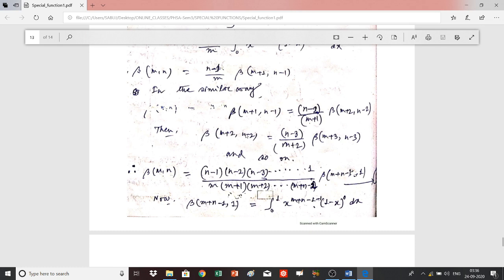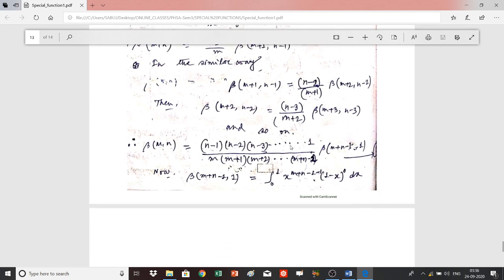n is increased by 1, so n minus 2 was there, and here it will be n minus 3, and here also m will be increased by 1, so here m plus 1 is there, so here m will be increased by another 1, so m plus 2 will be here, and beta m plus 3, n minus 3. So I hope you have understood, and so on. And in this way you can write beta mn is equal to n minus 1.